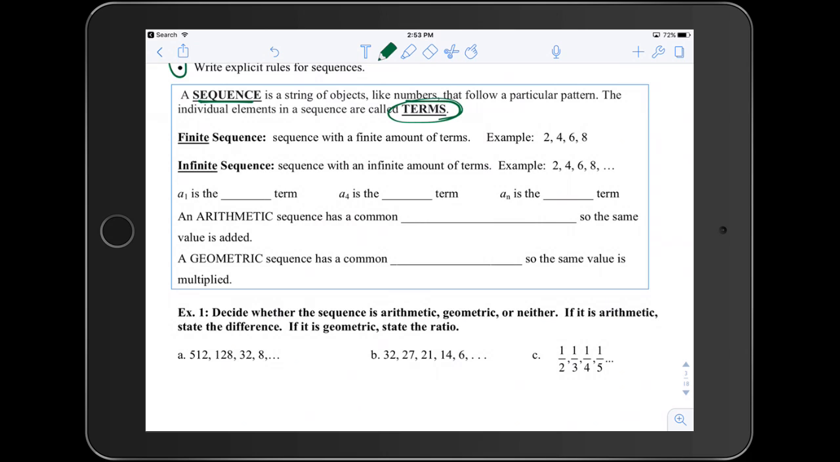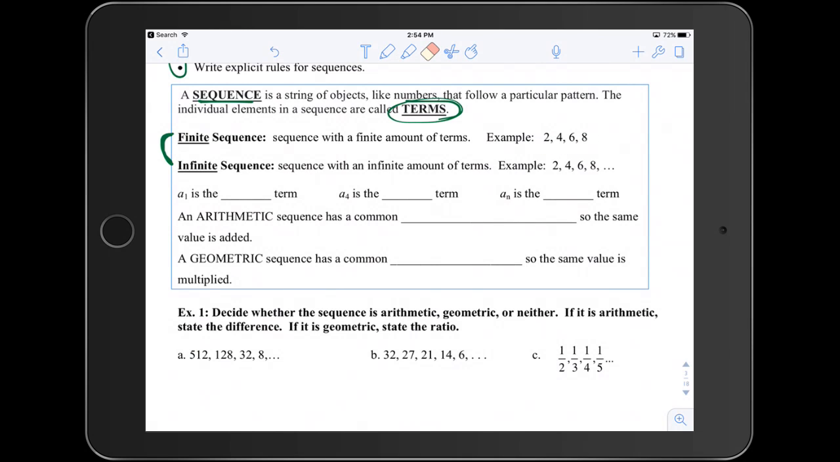We have two types of sequences that I'd like to break down really quick. One is going to be a finite sequence, and what does that mean? It has a finite amount of terms. It has an end. So if you look right over here on the right-hand side, 2, 4, 6, 8, notice there's not a dot, dot, dot. That means this is the end. It's a very finite sequence with only 4 terms: 1 term, 2 terms, 3, and 4 terms.